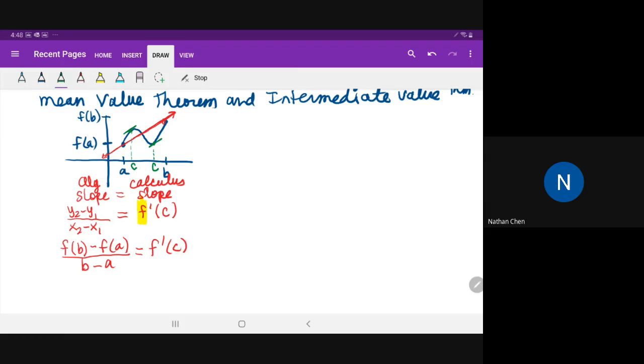Okay, so you remember the theorem, it says there exists a c between a and b. I'm not sure if you saw that symbol. The symbol just means between. So there exists a c between a and b such that f prime of c equals f of b minus f of a over b minus a.